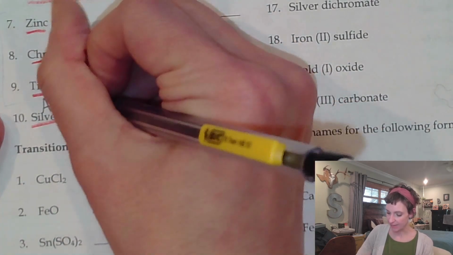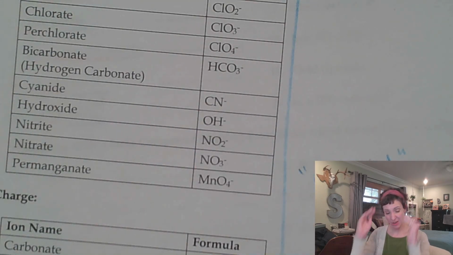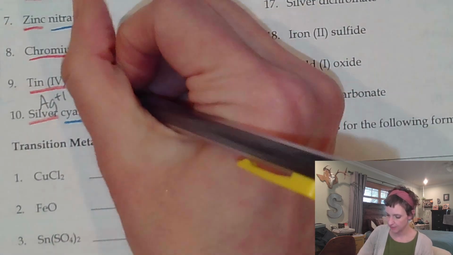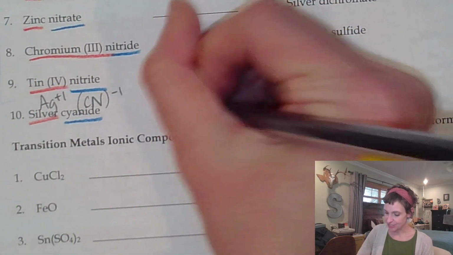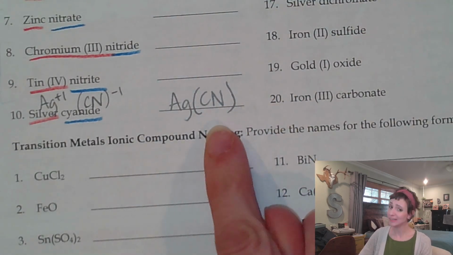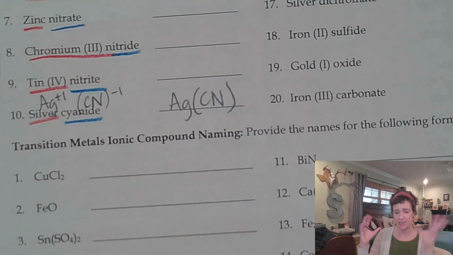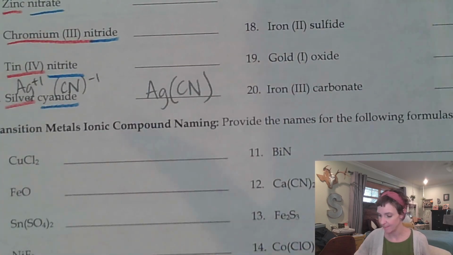And cyanide, polyatomic ion. Cyanide is CN with a -1 charge. So it is just AgCN. And once again, you can totally leave that polyatomic ion in parentheses, even if you only have 1. That is fine. It makes me a little bit more satisfied too, especially when I'm just getting started.